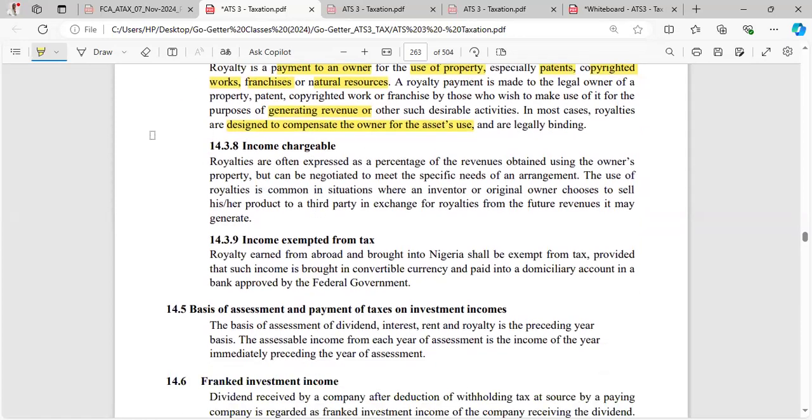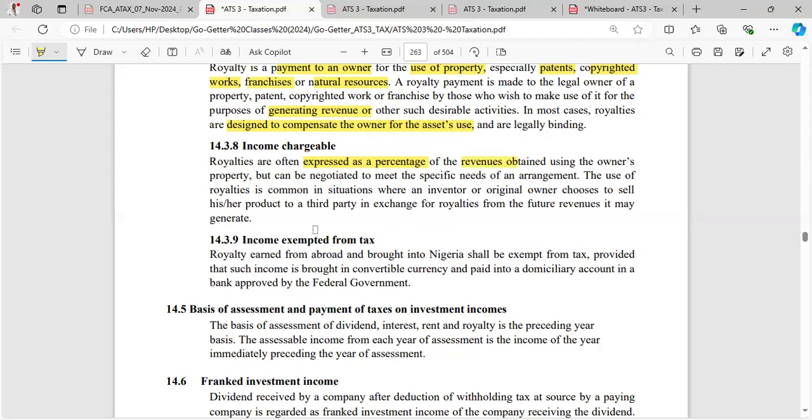Royalties are normally expressed as a percentage of the revenue. So when you want to see royalty, they will tell you they express it in percentage. So what is my percentage? When you hear somebody say, "What's my percentage?" it could be commission, but sometimes it's also royalty. So, percentage of the revenue.